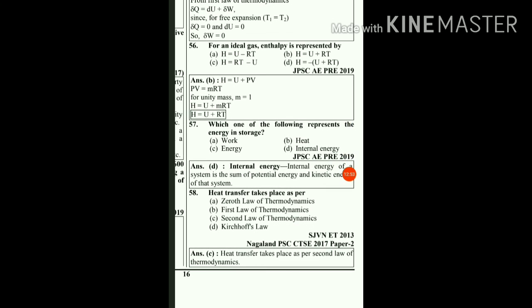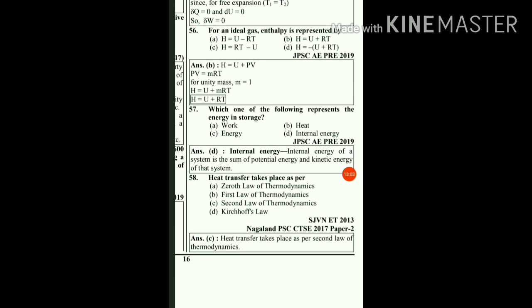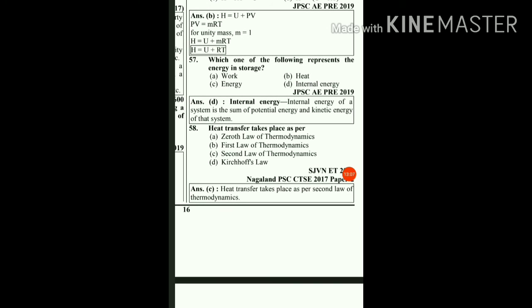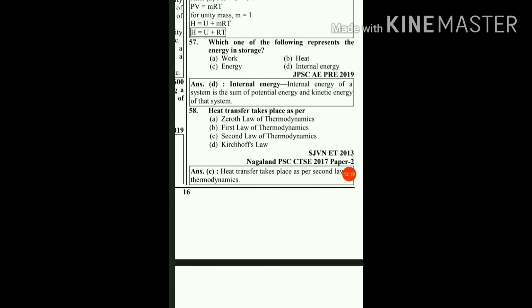Which of the following represents the energy in storage? So there are different options: work, heat, energy and internal energy. Internal energy is called the energy in storage. So option D will be the right answer. The heat transfer takes place as per, option A is the 0th law of thermodynamics, option B is the first law of thermodynamics, option C is the second law of thermodynamics. Okay, so option C will be the right answer. So heat transfer takes place as per the second law of thermodynamics.